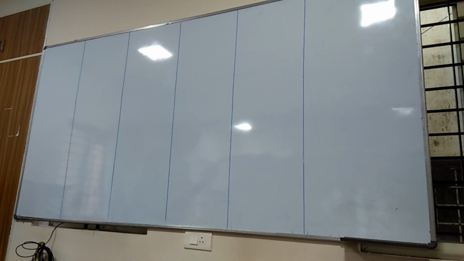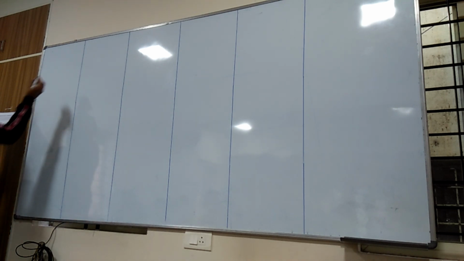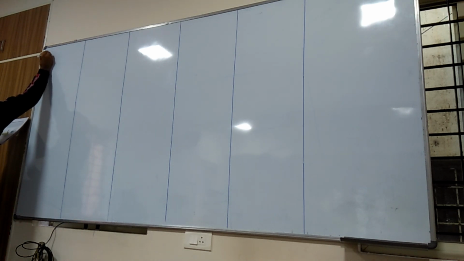A tower stands vertically on the ground. From a point on the ground which is 15 meters away from the foot of the tower, the angle of elevation of the top of the tower is found to be 60 degrees. Find the height of the tower. So, example 1.